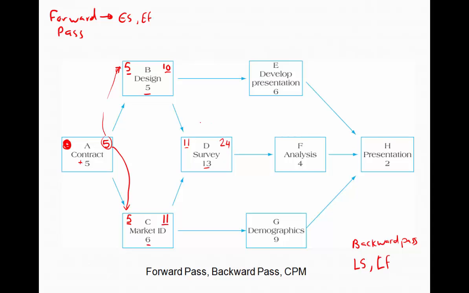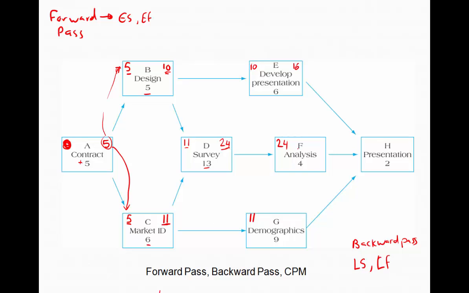Let's go up to activity E. Activity E, we simply carry over the 10 from activity B. So now activity E has an early start of 10 days, plus 6 gives us an early finish of 16 days. Let's go down to activity F. Activity F, the early start is 24 days, so we carry over the 24. Going down to activity G, early start is 11 days. Again, we carried over 11 from the predecessor.